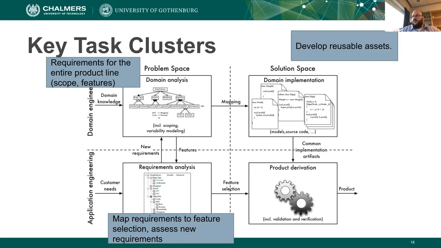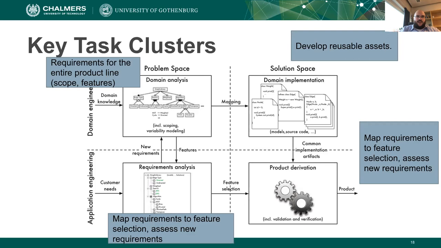Domain implementation on the domain engineering side is where we develop these reusable assets that correspond to the features we identified in domain analysis. So we go and actually build reusable assets to use in later concrete products. This includes our source code and our test cases for those individual features. And then finally, we perform product derivation during application engineering. That's the implementation step of application engineering, where reusable assets are combined to form a new concrete product. So domain engineering is performed once for the entire product line, whereas application engineering is performed for every individual product.